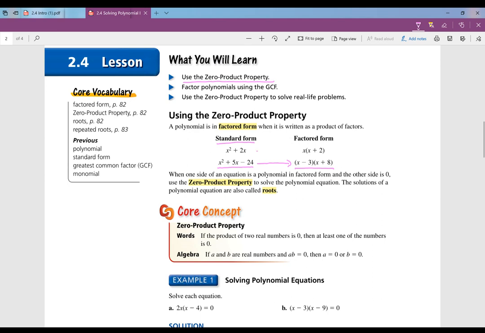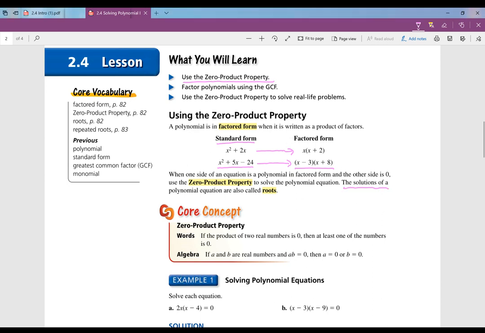And you can look at this other example too. X squared plus 2x in factored form would be x times x plus 2. So that's a product of factors. When one side of an equation is a polynomial in factored form, then the other side would be 0, and we can use the zero product property to solve the equation.